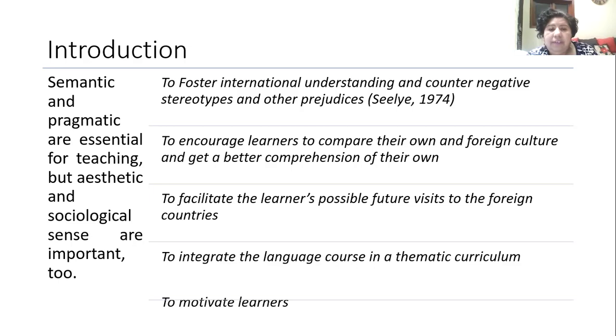Well, thirdly, to facilitate the learners' possible future visits to the foreign countries, to integrate the language course in a thematic curriculum, and of course, to motivate learners, because we know that when you learn a language, it is important to learn also how they think, their music, their food, even the clothes, okay? Then that's very important, and you really love the language then.